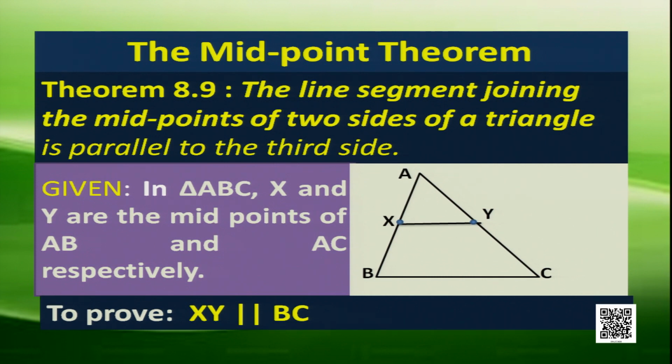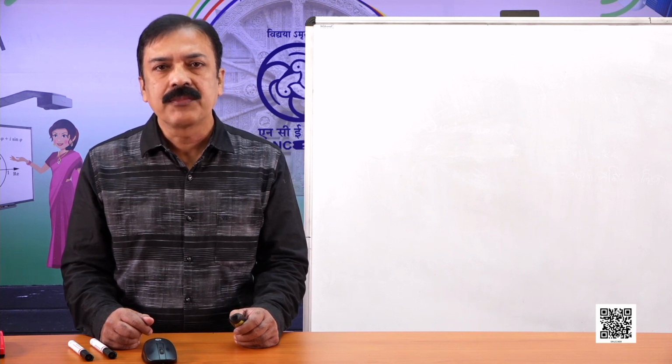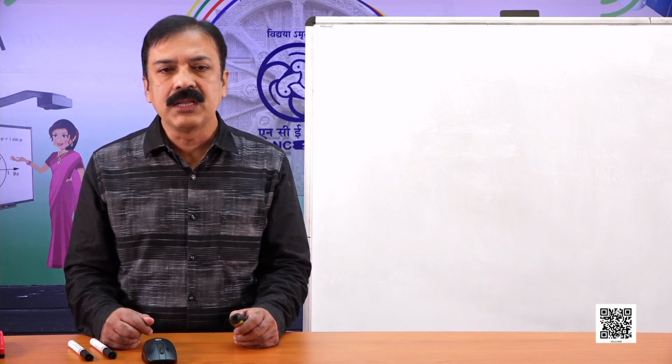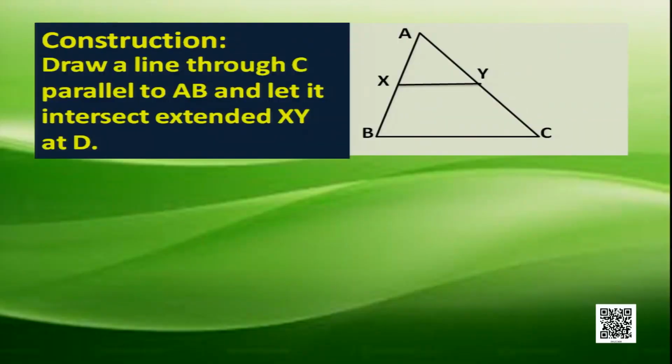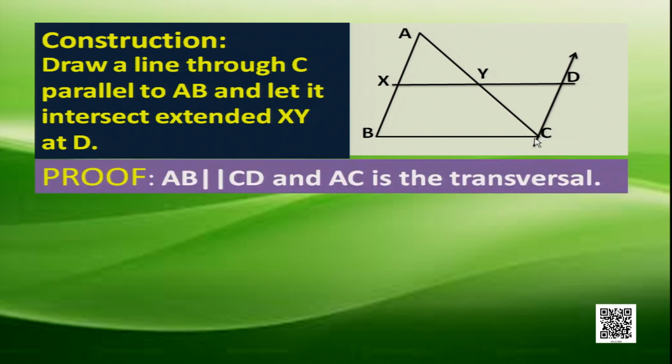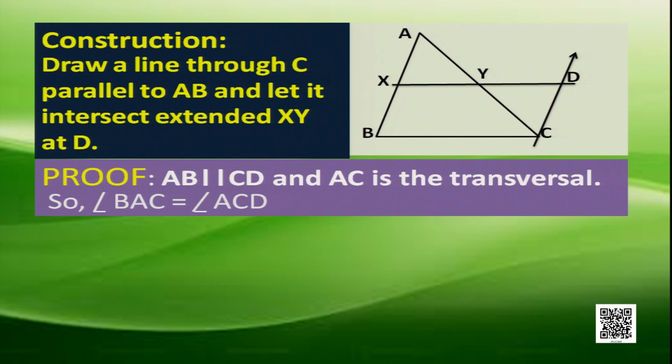So, how to prove this? To prove this, we need some construction. What is the construction here? Draw a line through C which is parallel to AB, and let that meet the extended XY at D. Now, let's prove it. AB is parallel to CD and AC is the transversal. In such a case, the two angles BAC and ACD are alternate interior angles, so they are equal.